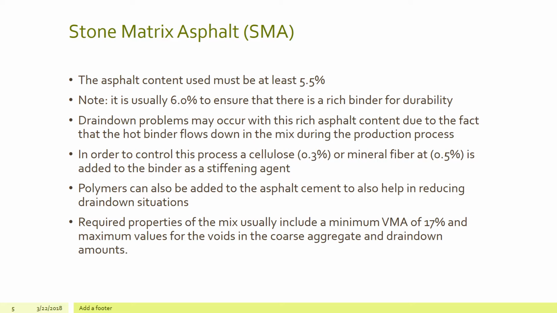In order to control this process, cellulose at about 0.3% or mineral fiber at about 0.5% is added to the binder as a stiffening agent. Polymers can also be added to the asphalt cement to also help in reducing drain down situations. Required properties of the mix usually include a minimum VMA of 17% and maximum values for the voids in the coarse aggregate and drain down amounts.